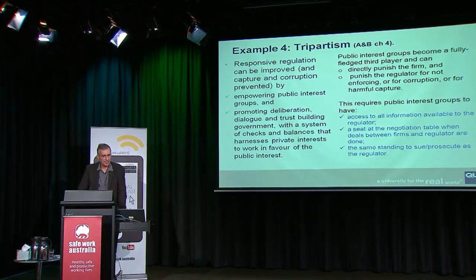And these come together in Ayres and Braithwaite's civic republican notion of tripartism. Their argument is that so far we've discussed regulation as a game between two players. We've talked almost exclusively about the regulator and the firm. And tripartism, as the name suggests, introduces the third player in the regulatory game. So responsive regulation can be improved and capture and corruption prevented. These are the two great fears in the model we've talked about.